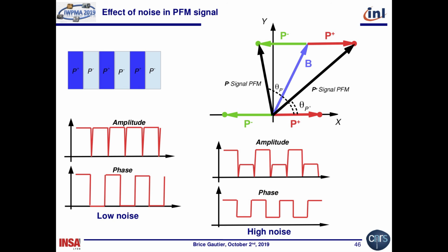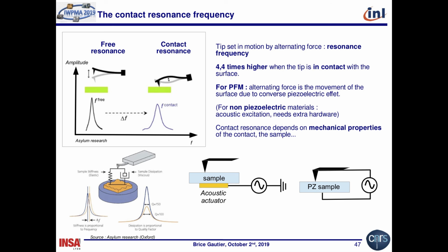So instead of having a perfect PFM signal with a null signal at the interfaces and exactly the same amplitude, you will have this kind of signal with a different amplitude and a phase which is not 180 degrees between two different opposite polarizations. So this is because of noise. And what you want is to enhance the signal-to-noise ratio so that you extract the PFM signal from the noise. Remember that the PFM signal is always very weak and that you have to extract it with the lock-in amplifier. So if the piezoelectric coefficient is weak, it becomes very difficult to work. So let's try to enhance the signal-to-noise ratio.